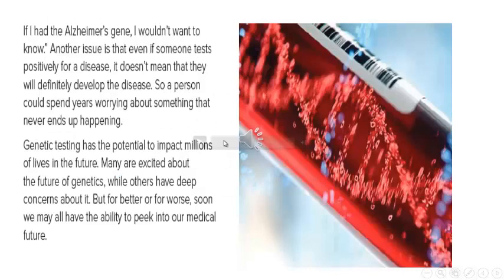Let's carry on with the last part of the recording. Result is positive. How will it help to know that she will probably develop the disease? If I had the Alzheimer's gene, I wouldn't want to know. Another issue is that even if someone tests positively for a disease, it doesn't mean that they will definitely develop the disease. So a person could spend years worrying about something that never ends up happening.